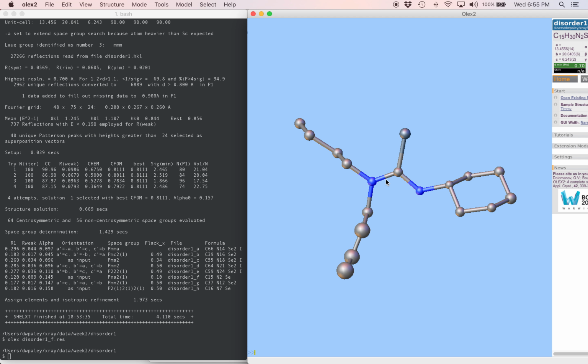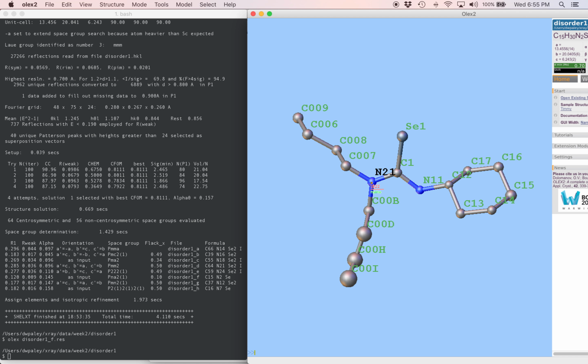Escape. And then I'm going to come over to this nitrogen with 2 N-butyl groups attached. And I'm going to start numbering from 21. Okay, escape one more time, sort plus n, file sorted.ints.